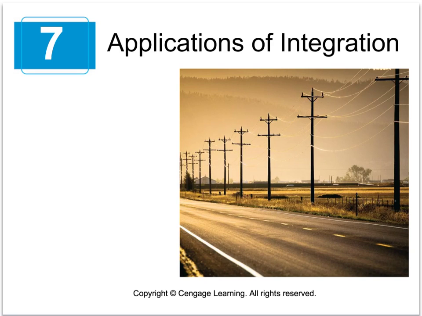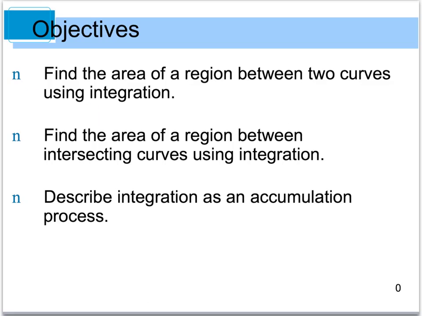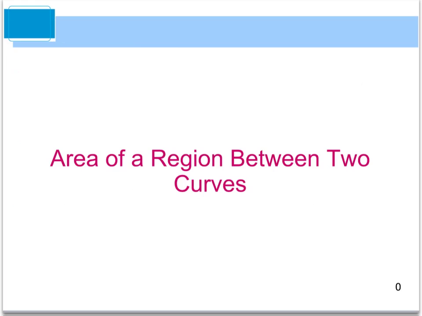This chapter is going to deal with applications of integration. And looking at 7.1 today, we're going to be dealing specifically with the area of a region between two curves. The objectives of this section are going to be to find the area of a region between two curves, as well as between two intersecting curves, and to describe the integration as an accumulation process.